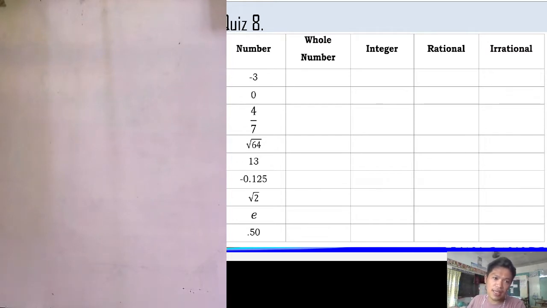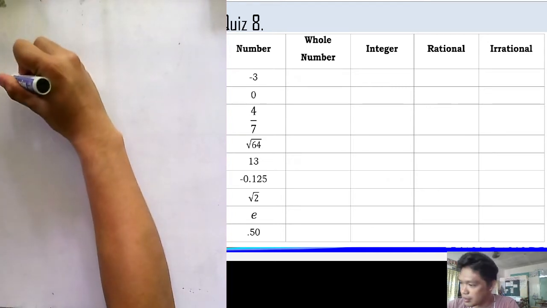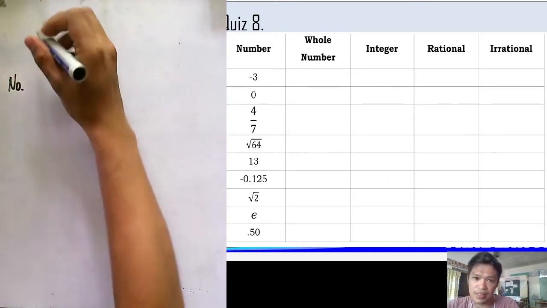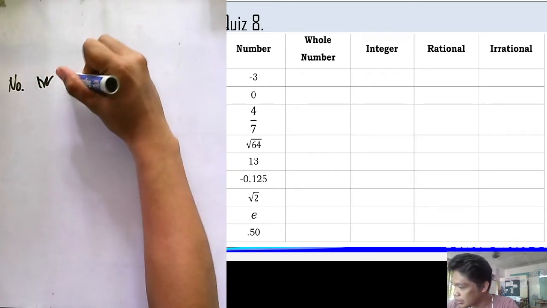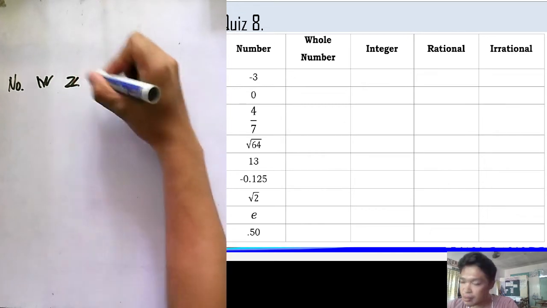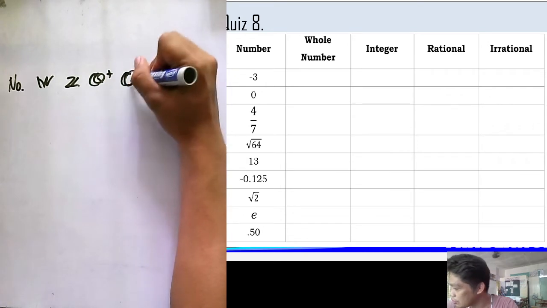Okay, so in this case, we are going to check if it is a whole number and x if it is not, similar to integer, rational, and irrational number. So the numbers are 3, 0, 4, 7, square root of 64, 13, negative 0.125, square root of 2, Euler's number, and 0.50. This is the number. The whole number, allow me to use the symbol for whole number. Integer as Z, rational as Q positive, and irrational as Q negative.